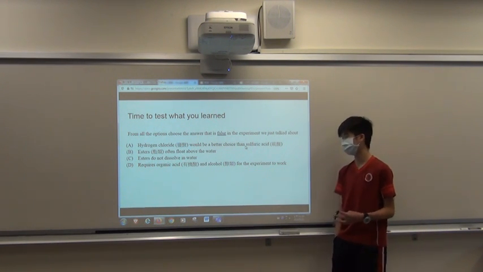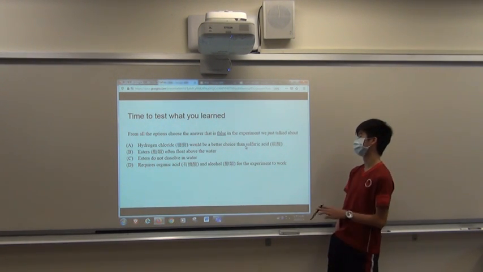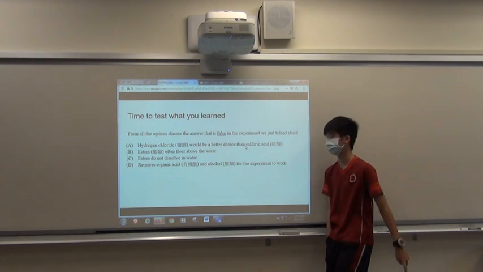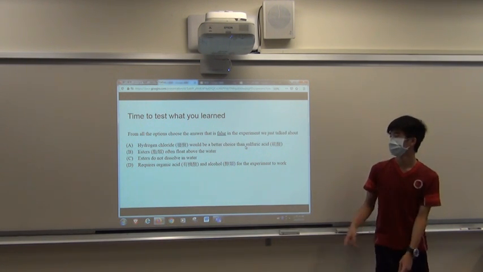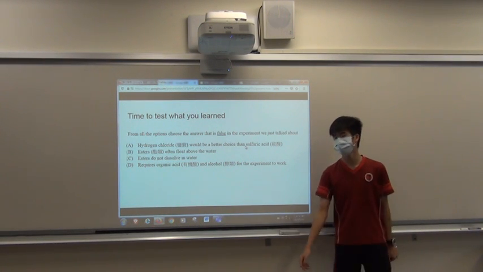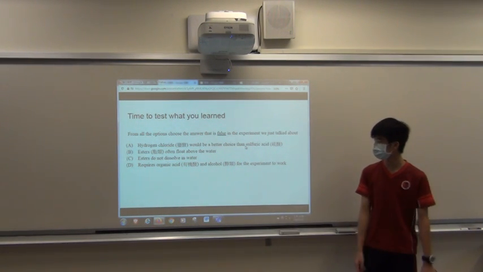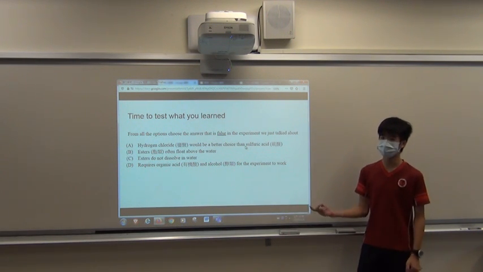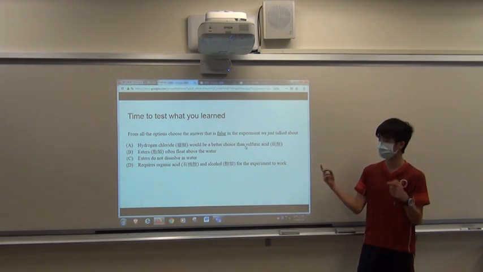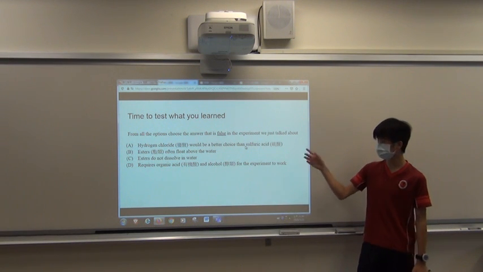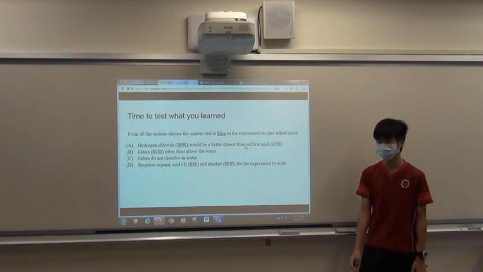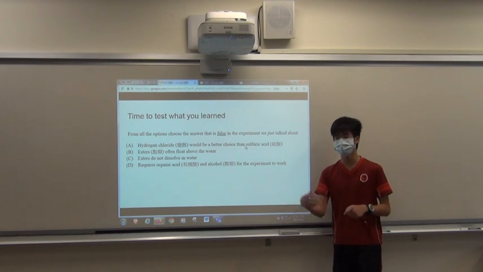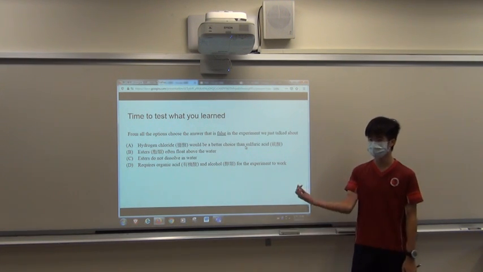So which one is it? Yeah, it's A. Because we use sulfuric acid since it removes the water molecules out of the reaction. And if it can remove these, it increases the speed of the reaction.